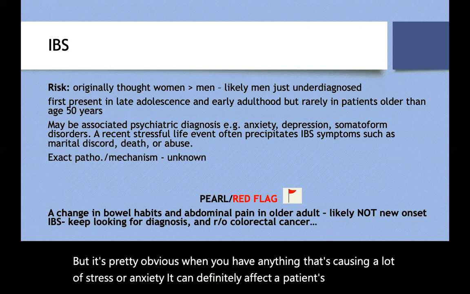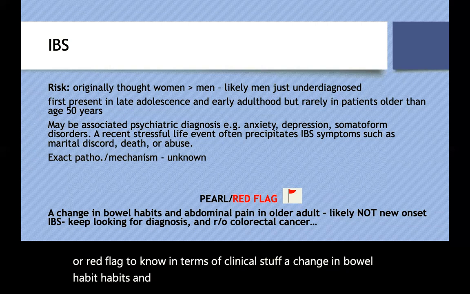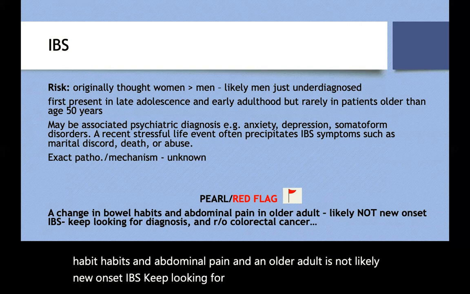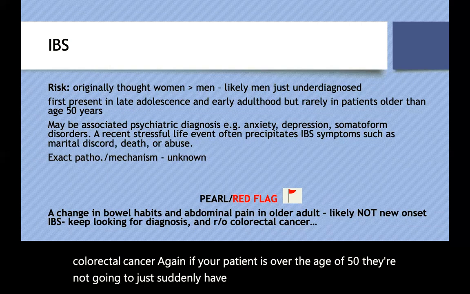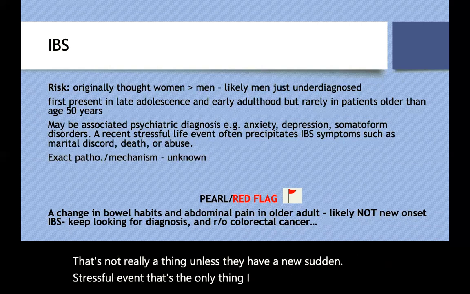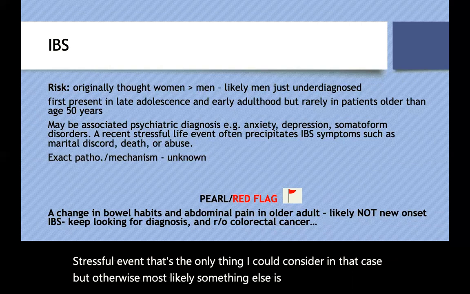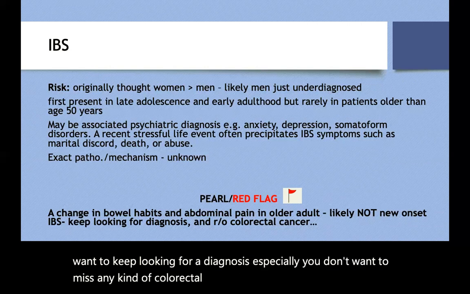Pearl or red flag to know in terms of clinical stuff: a change in bowel habits and abdominal pain in an older adult is not likely new onset IBS. Keep looking for a diagnosis and definitely rule out colorectal cancer. Again, if your patient is over the age of 50, they're not going to just suddenly have a new diagnosis of IBS, unless they have a new sudden stressful event. That's the only thing I could consider in that case. But otherwise, most likely something else is going on, and you want to keep looking for a diagnosis. Especially, you don't want to miss any kind of colorectal cancer.